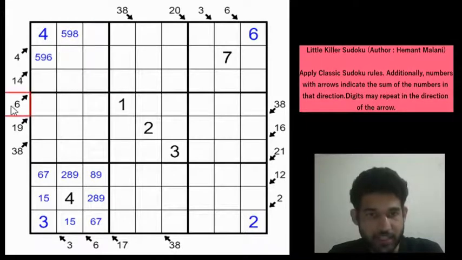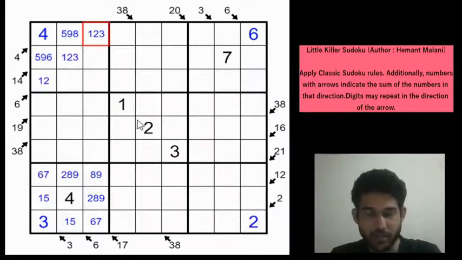Let us look at the 6 clue now. When it is comprised of 3 cells, the only possible combination is 1 plus 2 plus 3, the minimum-most 3 digits. You have a 3 here, so this is 1 and 2. This is 1, 2 and 3, and this is 1, 2 and 3. And you have a 19 clue now, which can give us a lot of possible digits. So let us stop there for now.